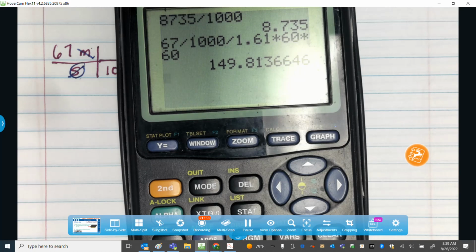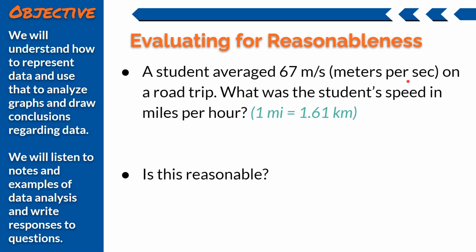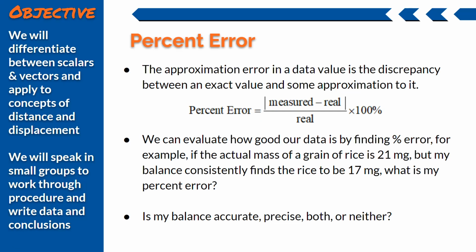So if you see a question and you get like 67 miles per hour for the speed of a car, you're probably wrong, unless I gave you just some crazy number or a race car. Okay, so again, be able to evaluate for reasonableness. You can also figure out error from your measurement. So if you are off from something, then you can calculate your percent error, and this will allow you to evaluate how good your data is.